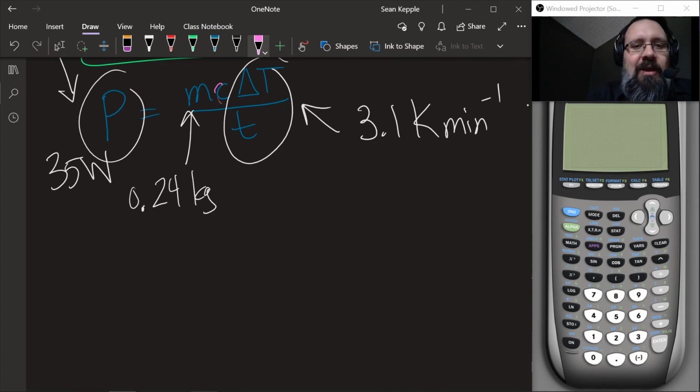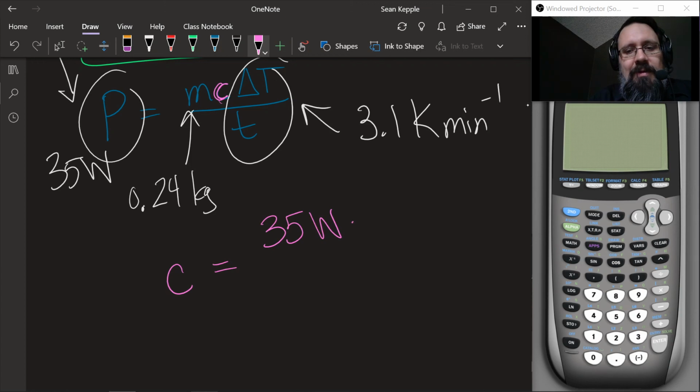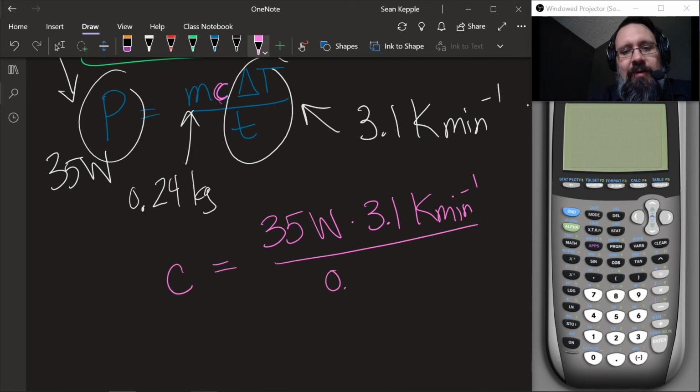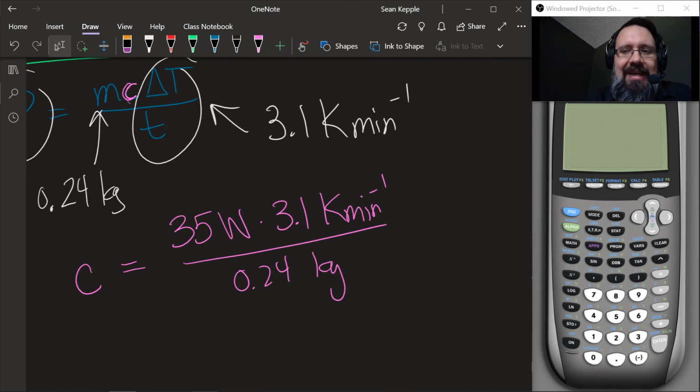So if we solve for C, we can see that C is going to be equal to 35 watts times 3.1 Kelvin per minute divided by 0.24 kilograms. Now the units here are super wacky. We don't want minutes because we have watts. So watt is actually a joule per second. So we don't want a per second and a per minute. We want a per second and a per second.